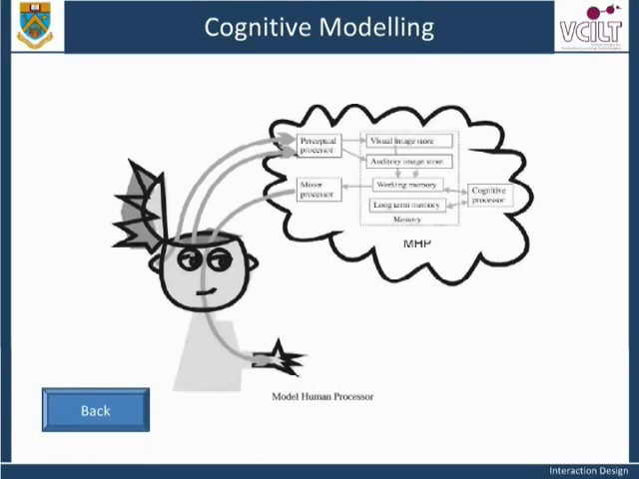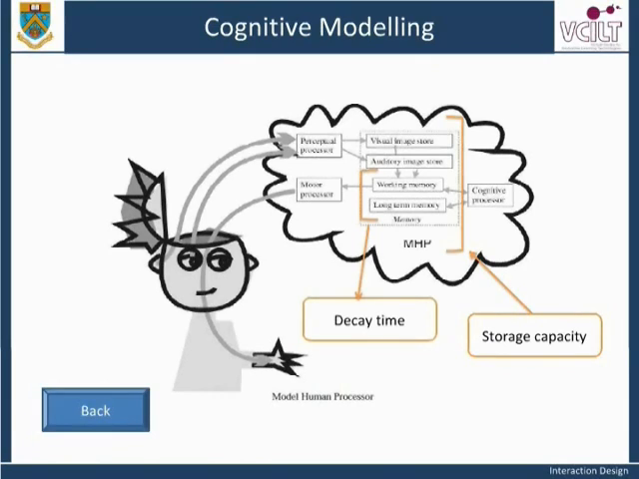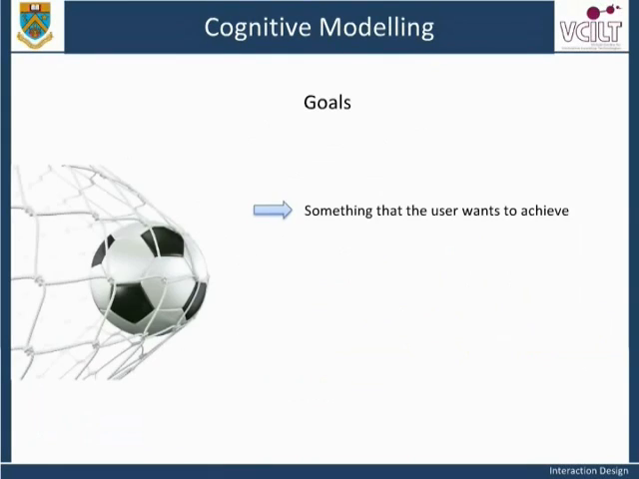Each memory system is defined in terms of its storage capacity, how many pieces of information it can hold at one time, and the decay time of an item, how long it is before an item is forgotten. Similarly, each processor is defined in terms of processor cycle times, how long it takes to process one piece of information. Goals are something that the user wants to achieve.